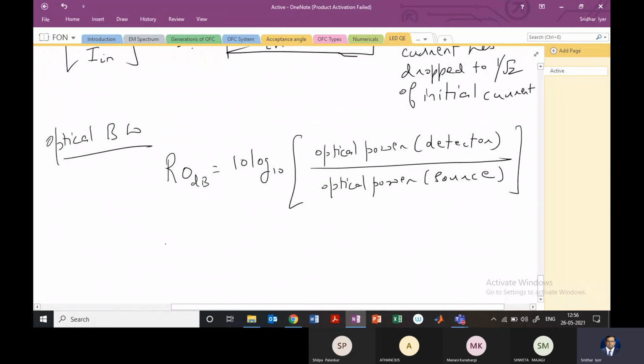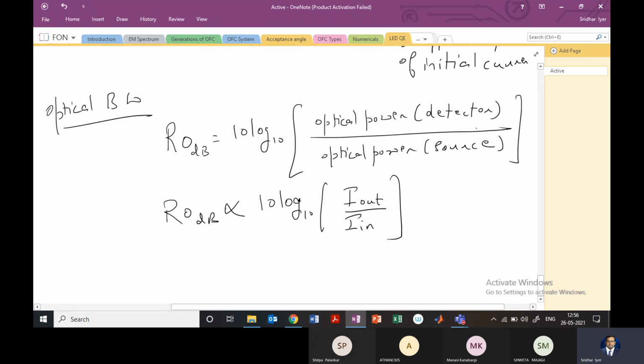The difference is that this value here is proportional to 10 log to the base 10 of I out divided by I in, because here we are dealing with the optical power, not the electrical power. Why is that square term not there? This is very important. In the electrical system, there was a square, I out by I in square. But in the optical system, you're not having the square because we have a linear light-current relation.